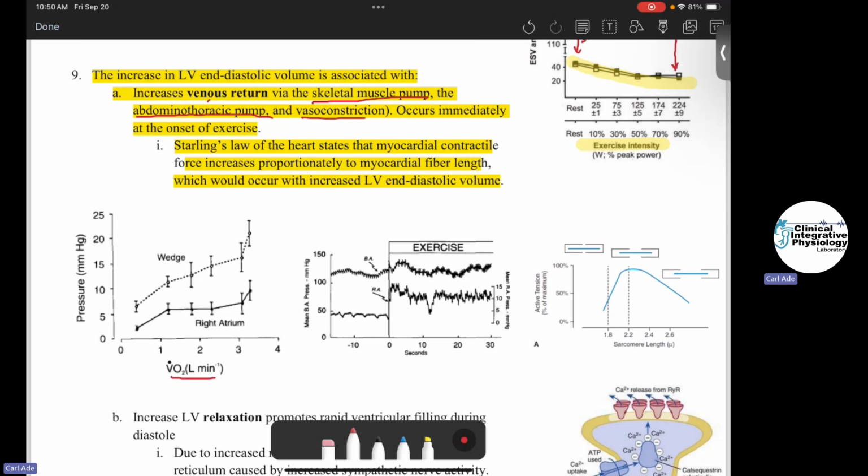So here's VO2, and this is pressure. This is capillary wedge pressure in the lungs. So not the alveoli, but the pulmonary capillary, basically a measure of left ventricular preload, and this is the right side of the heart. So these are both ways in which we can measure preload. See that they both go up as VO2 increases.